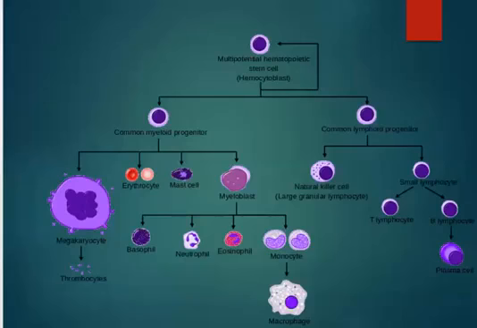Some examples of the agranulocytes are the monocytes, for example. And then looking over on the other side, we have B cells, T cells, and natural killer cells, which are from the lymphoid progenitors. So these are examples of the agranulocytes, and the granulocytes are the phils, the basophil, neutrophil, and eosinophils.